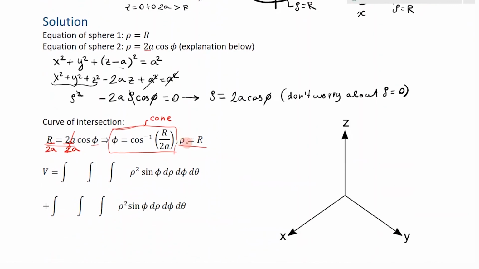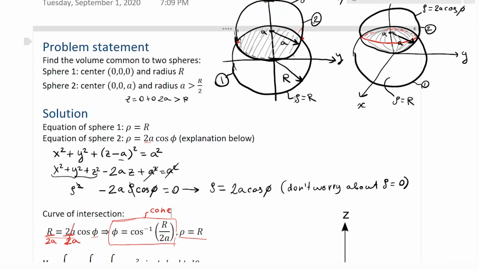So I'm saying that rho equals r at the intersection curve. Now you'll think, well, I had the intersection of two things, and now I'm giving you the answer as the intersection of two things. But you should realize that the intersection of two spheres is a lot more complicated than the intersection of a cone with constant phi and a sphere with constant rho.